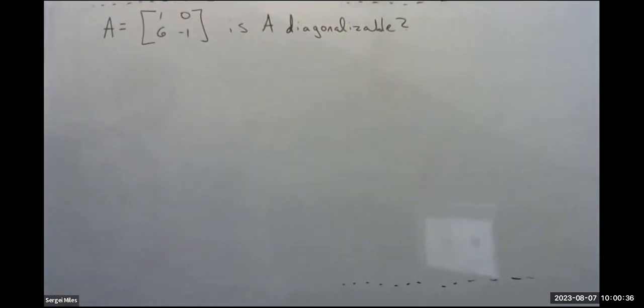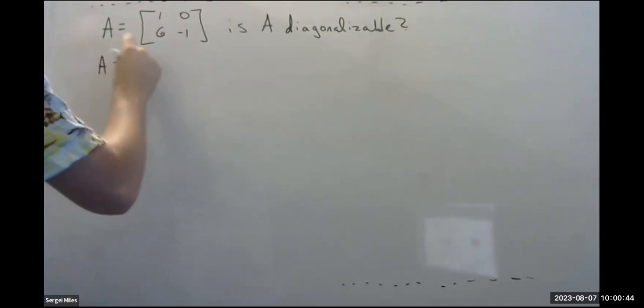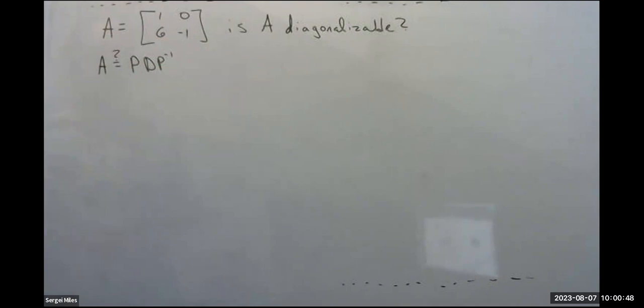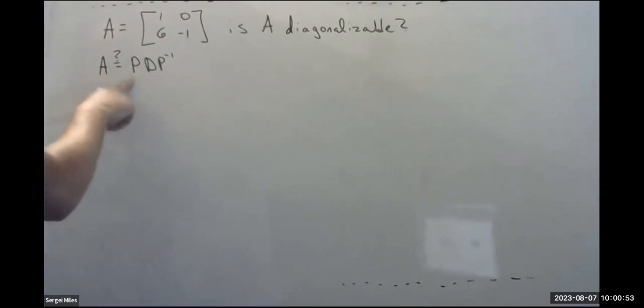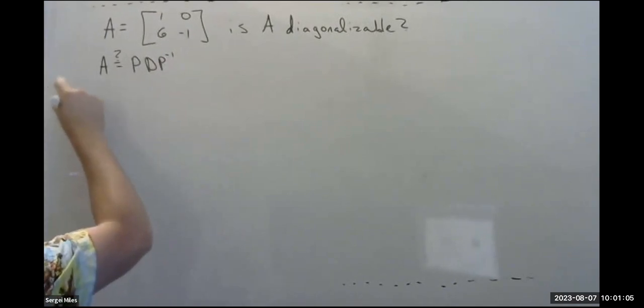All right, this is the question we would like to answer. Well, we're trying to tell, is there a way for A to equal PDP inverse? Is this possible? Well, to make that possible, we need a matrix D and we need a matrix P. P is made out of eigenvectors and D is made out of eigenvalues. So step one for this problem is always to find eigenvalues.